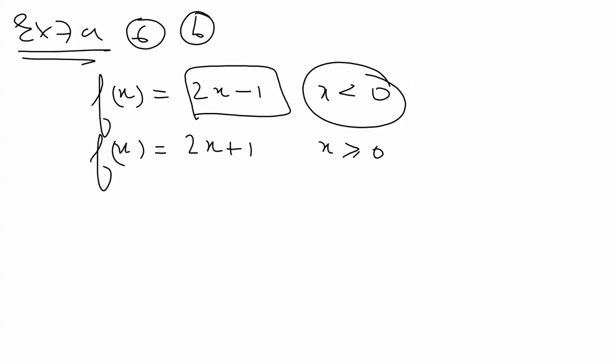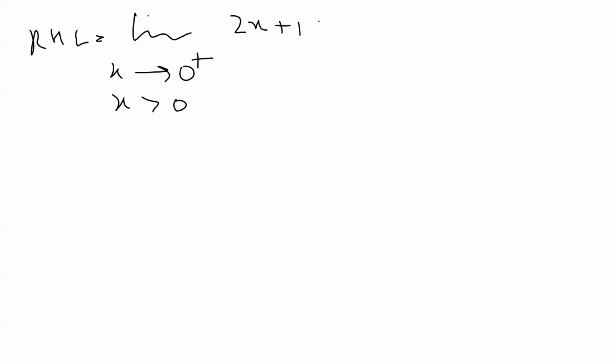RHL, limit x approaching 0 plus. We are discussing the continuity at x equal to 0. That is x greater than 0. 0 plus is x greater than 0. For x greater than 0, the function is 2x plus 1.